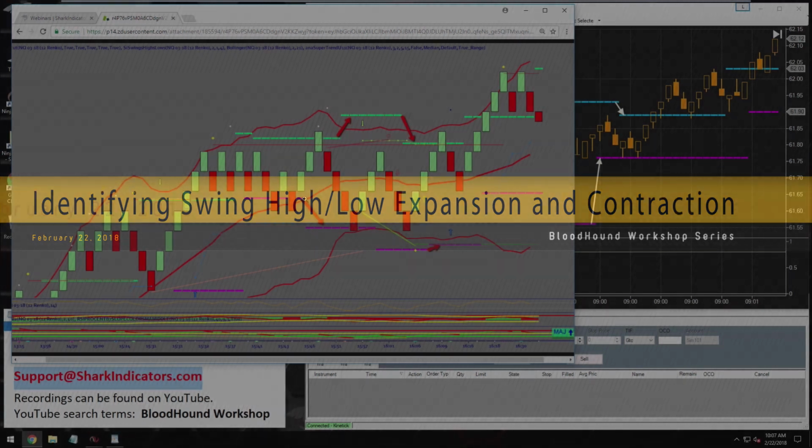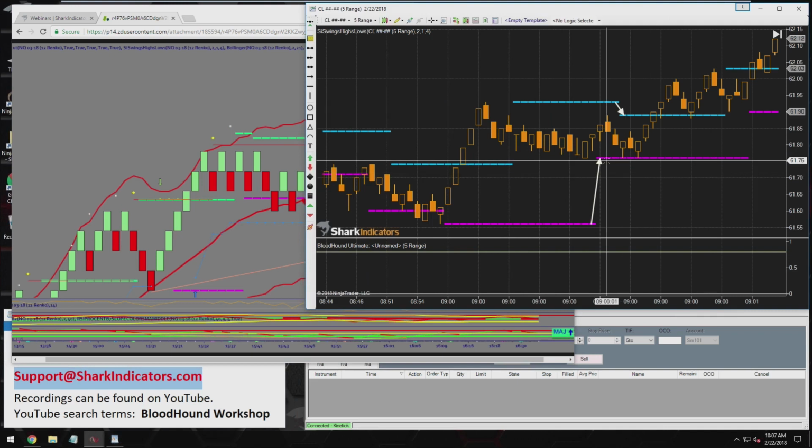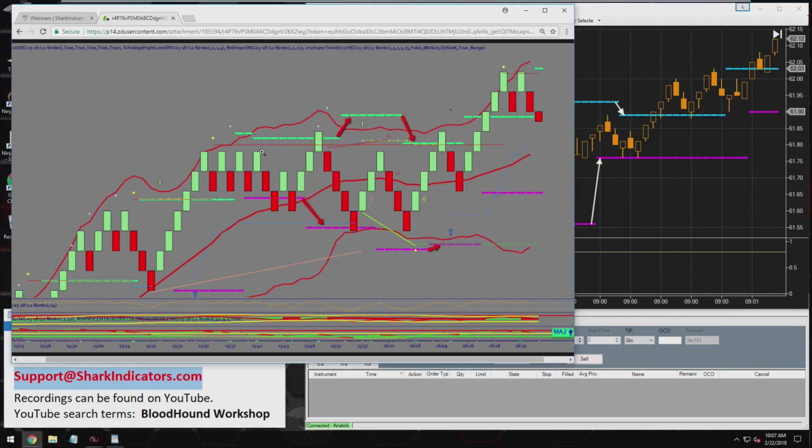We're looking for when the swing highs and lows are expanding or contracting, right? So you see the dashed lines on my chart, the dashed magenta and the dashed blue, pretty similar to this screenshot here. Those dashed magenta and dashed blue lines are identifying the swing highs and the swing lows.